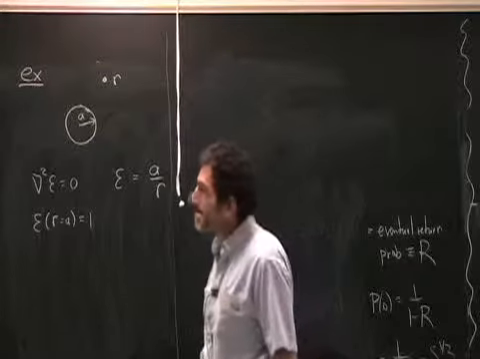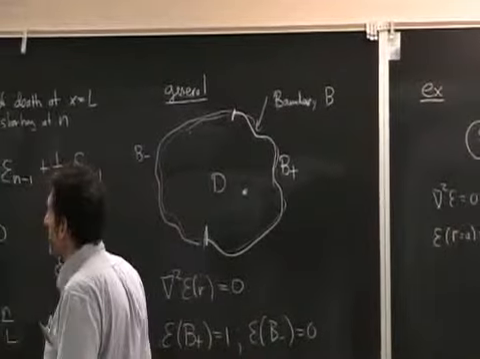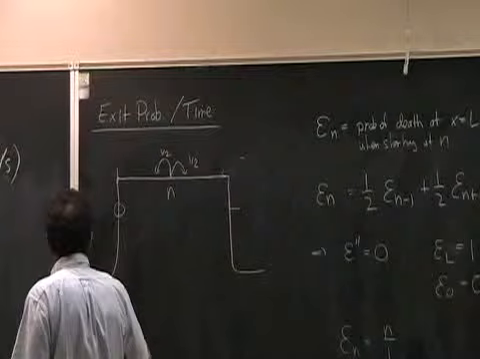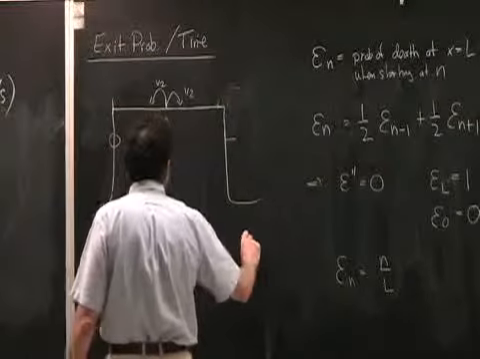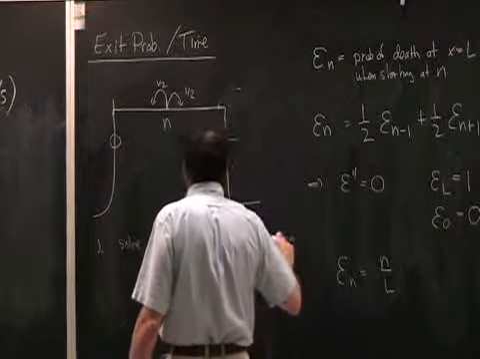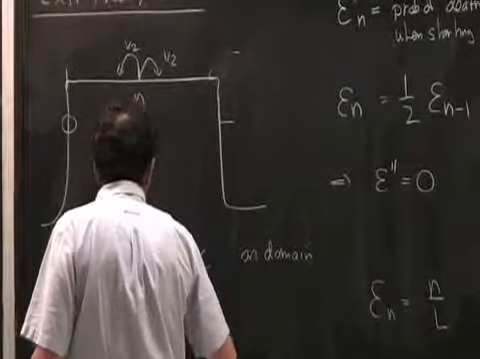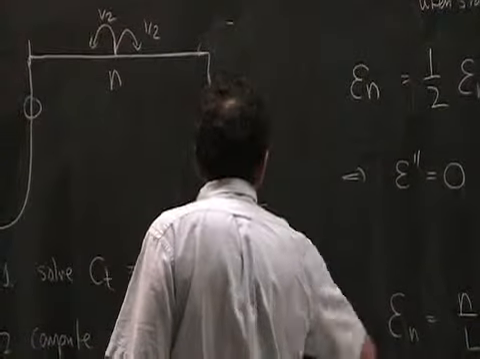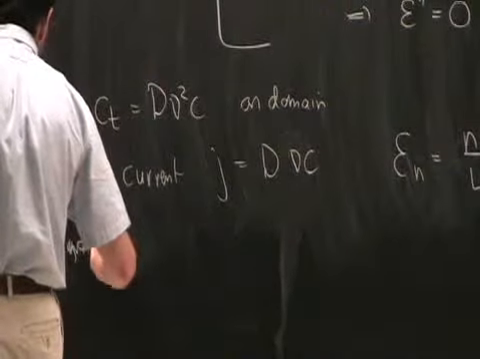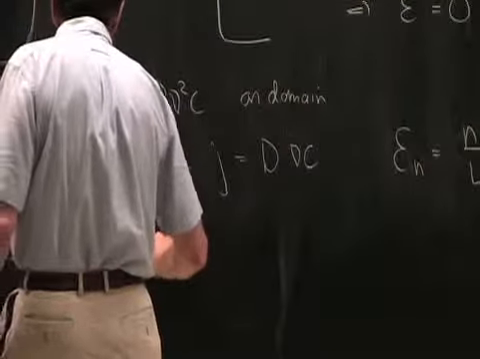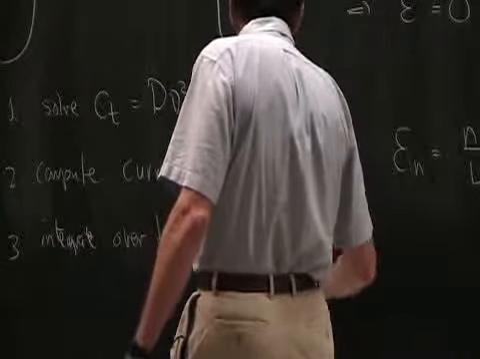Can you repeat again how you formally would set up the problem? Yeah, so if I didn't know anything, I would solve dc/dt is equal to D Laplacian of c on some domain. Then you would compute the current J, which is equal to D gradient of c. Then you would integrate over all time. And the exit probability would be nothing more than the integral of J dt from 0 to infinity.